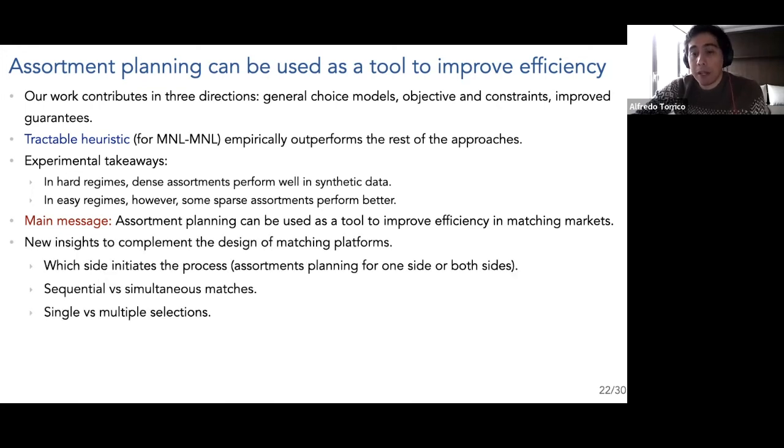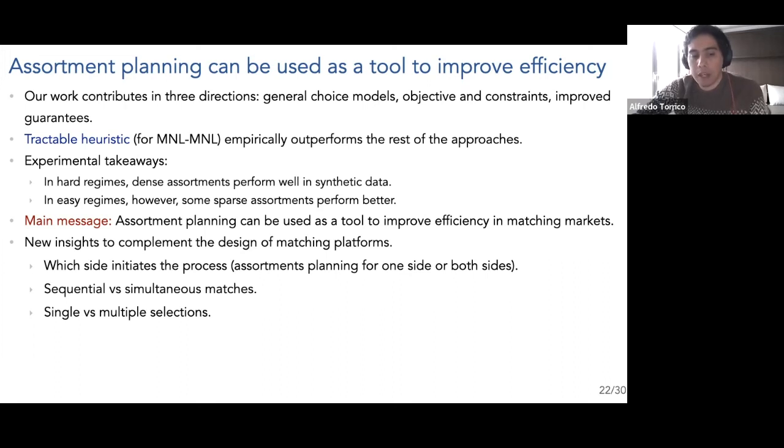But our work also provides some new insights to complement the design of matching platforms. You can also consider different variants of this problem. For example, which side initiates the process? We consider only the side of the consumers, but if the market is unbalanced, then you may consider all kinds of options. We also saw a sequential type of matching. One open question is what happens if we have simultaneous matches in a dynamic setting? Imagine in a dynamic setting, you have to decide the assortments at every step. Matches can happen sequentially over time, or matches can happen in the same stage.